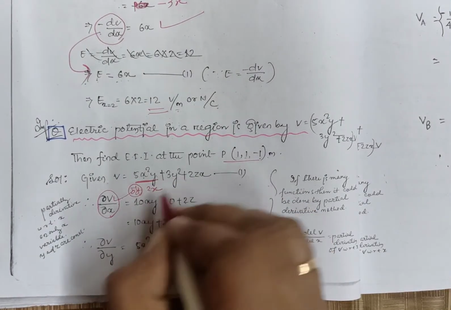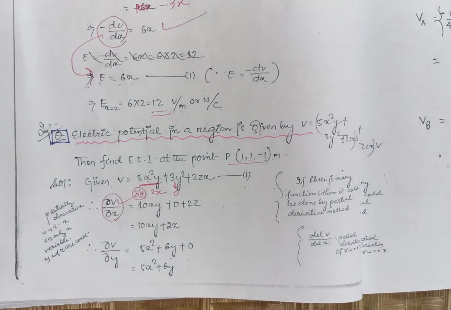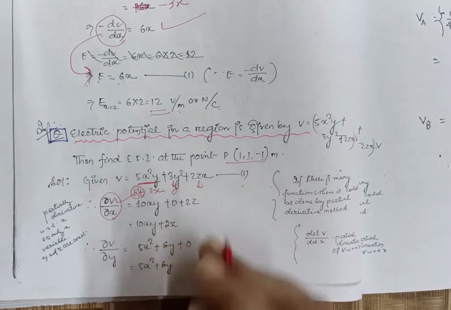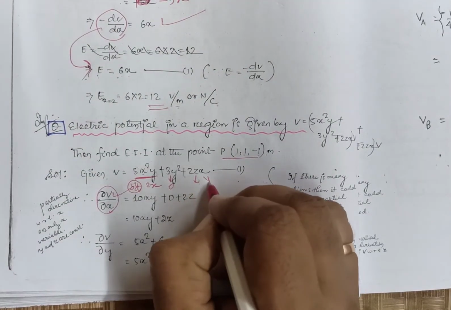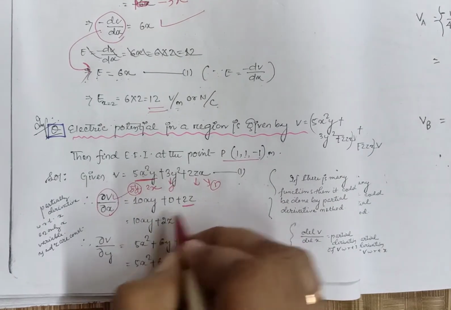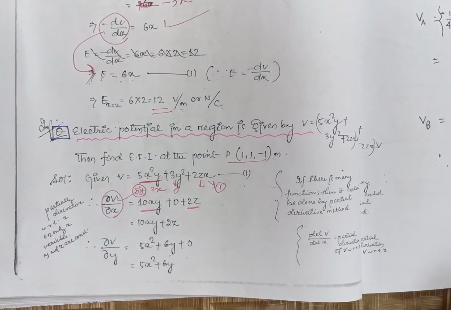There is no x variable here, so this term's derivative is 0. Here you see only x is variable. 2z remains constant, and the derivative of x is 1. So this term is 2z and the other term is 10xy. That is 10xy plus 2z.